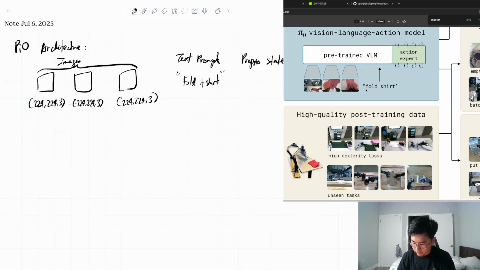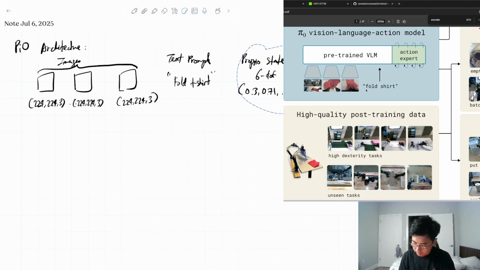So these could be like joint angles. If it's a 7-DoF or 6-DoF arm, it's probably a 6-DoF one. So it's like 6 joint angles, right? So I don't know, some arbitrary numbers, 0.3, 0.71, 0.8. Is there one more? No. So these are actually your only 3 inputs into your model.